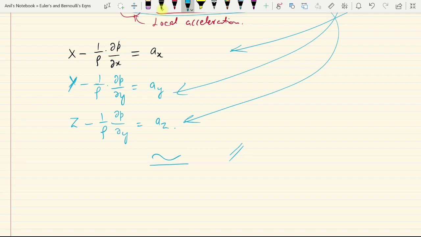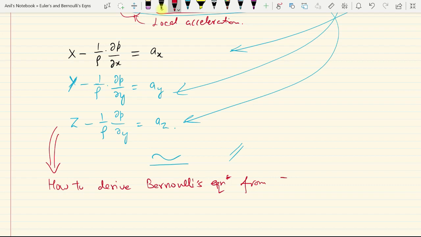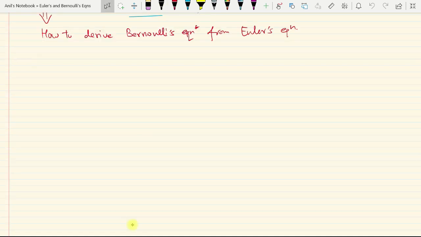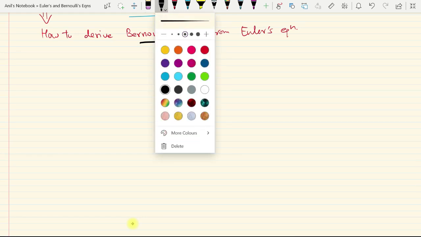Now the next part of this discussion is derivation of Bernoulli's equation from these equations. How to derive or obtain Bernoulli's equation from Euler's equation. Now we will discuss how to derive Bernoulli's equation from the Euler's equation that has been derived previously.